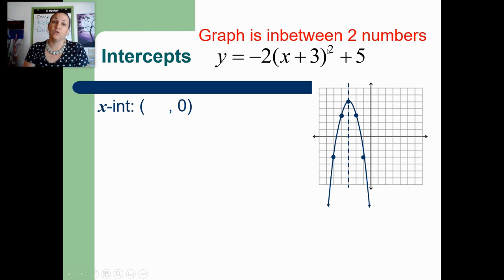On standard form, we could use the quadratic formula because we had an A, B, and C, but we don't have an A, B, and C for vertex form. So what we'll have to do is plug in a 0 for the letter y, and we'll need to solve.